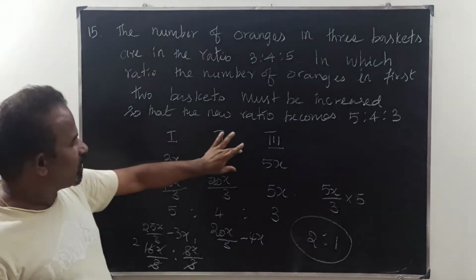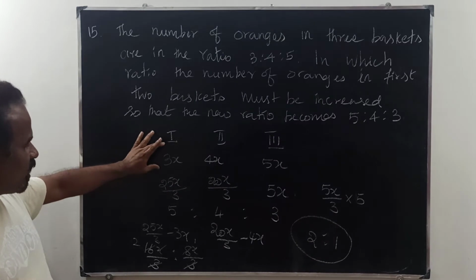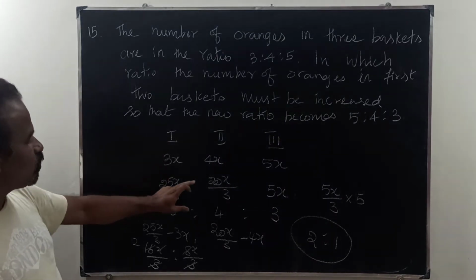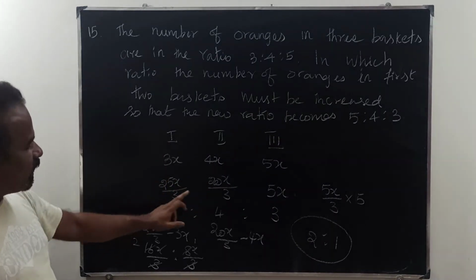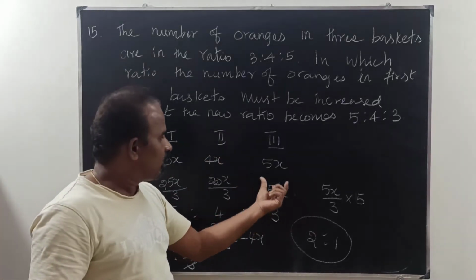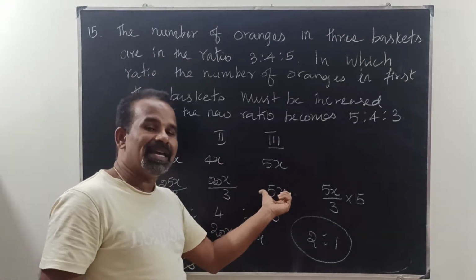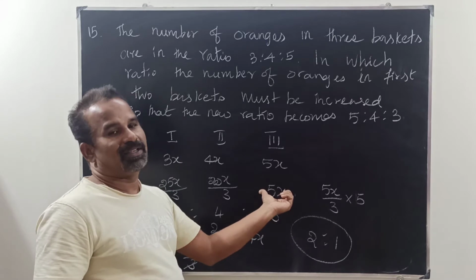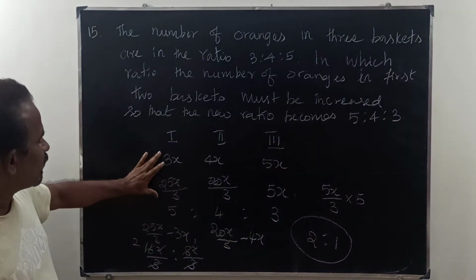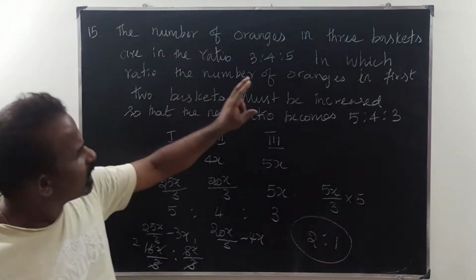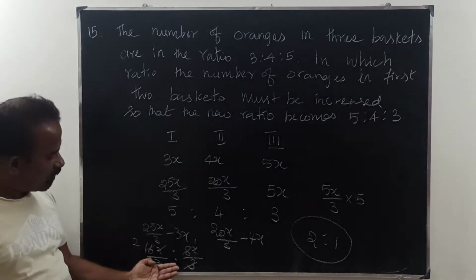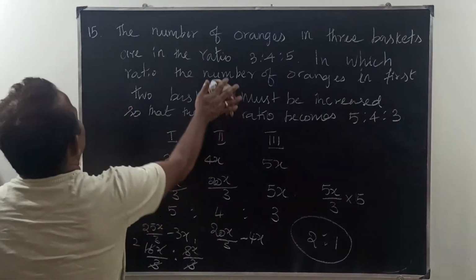This is the original number of oranges in 3 baskets. After increment, only the first 2 baskets increased, since the third basket contains the same number of oranges. So therefore we can get the difference. So how many increased oranges can we get? So therefore that ratio becomes 2:1.